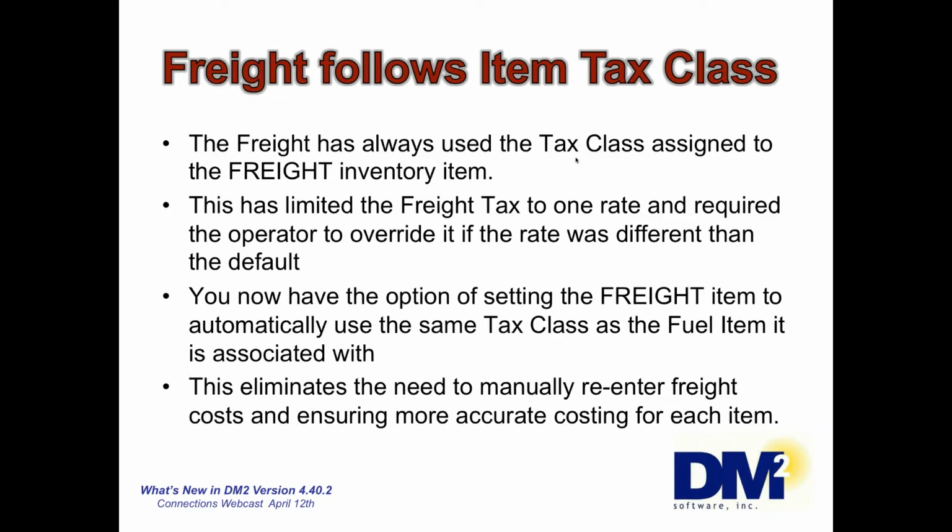So what happens is when the lines are created in the invoice by bill of lading, it puts the fuel item on there, and let's say the fuel item has a tax class of TX. Then when it creates the freight item, it looks at the fuel item and makes sure the freight item has the same class, so that they'll end up with the same tax rate reference inside the sales tax setup.